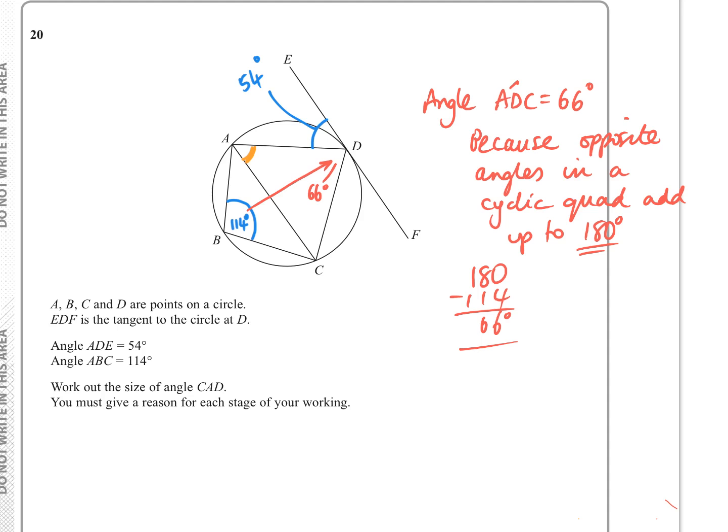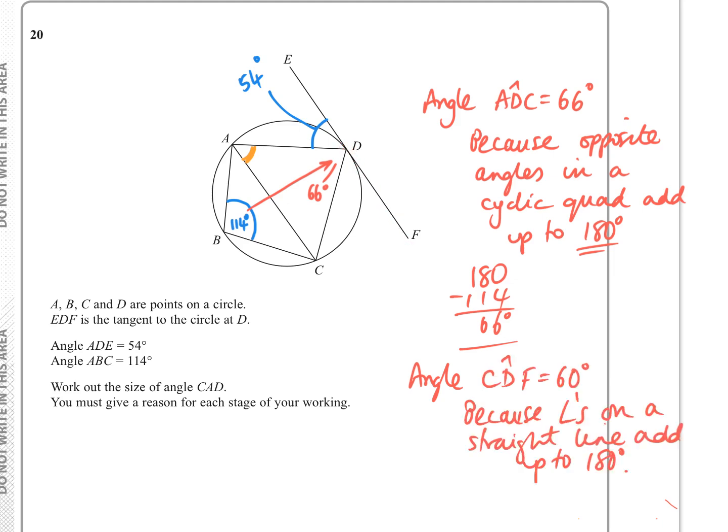And then angle CDF, well, that's to do with angles on a straight line, and I've put my explanation here. And then lastly, I would say angle, and you can write that as this sign here, or just write angle. Angle CAD is going to be 60 degrees then. So let's just put this one here as 60, because we wanted to put that one in.